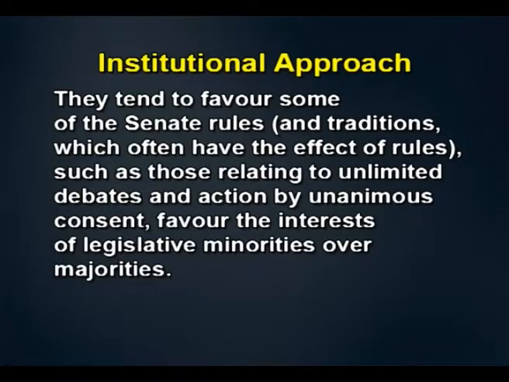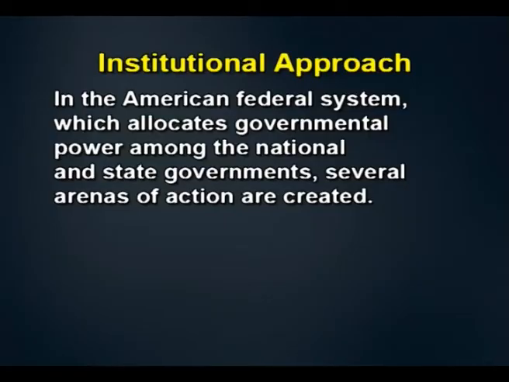Rather, they tend to favor some interests over others. Senate rules and traditions, which often have the effect of rules, such as those relating to unlimited debates and action by unanimous consent, favor the interests of legislative minorities over majorities. Many actions in the Senate, such as bringing bills up for consideration and closing of debate on them, are done by unanimous consent.